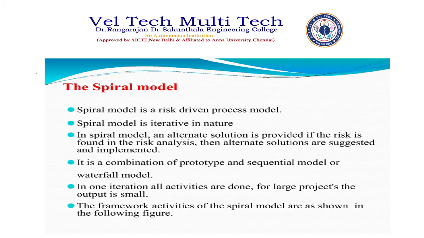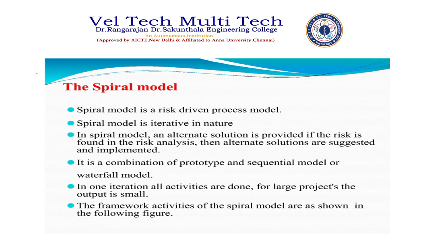The spiral model is a risk-driven process model. The spiral model is iterative in nature. In the spiral model, an alternative solution is provided if a risk is found in the risk analysis. Then alternate solutions are suggested and implemented. It is a combination of the prototype and sequential model or waterfall model.